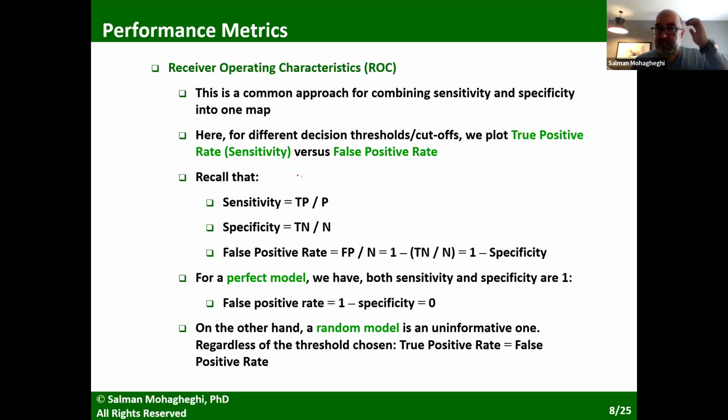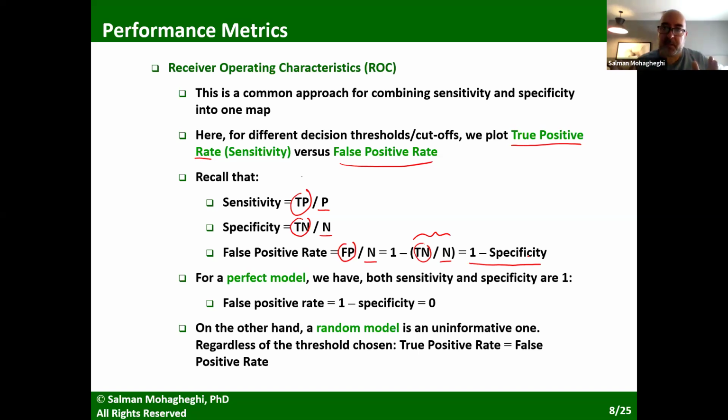And what it does is it looks at true positive rate, which is sensitivity, versus false positive rate, which is one minus specificity. Remember that sensitivity is true positive divided by total positives. Specificity is true negative divided by total negatives. False positive rate is false positives divided by total negatives, which you can think of as 1 minus true negatives divided by total negatives. This is specificity. So that's 1 minus specificity.